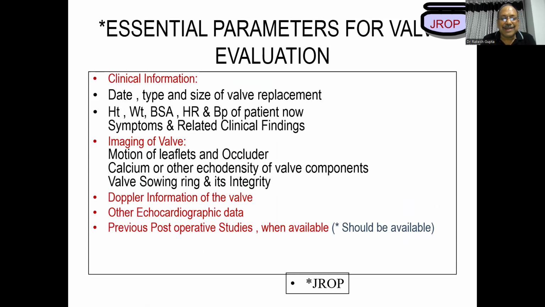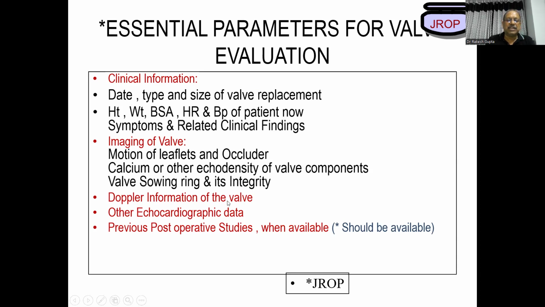This is what we do in our lab every day whenever we do an evaluation of a prosthetic valve. We first take the clinical information: date, type and size of the valve replacement, height, weight, body surface area, heart rate and blood pressure, symptoms and related clinical findings. Then imaging happens in 2 dimensions or 3 dimensions. 2-dimensional echo imaging covers motion of the leaflet and occluder, calcium, other echo intensity of the valve components, and the valve ring and its integrity.